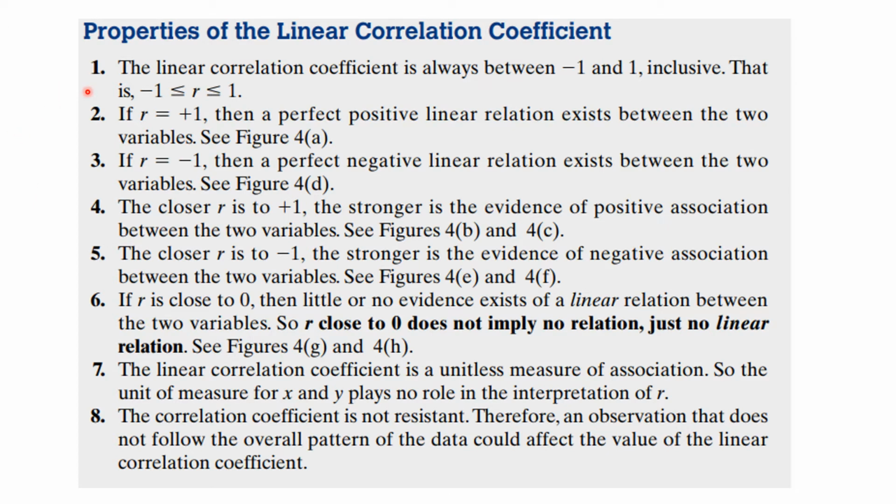The correlation coefficient is always between -1 and +1. If it's 1, that means it's a perfect positive slope. If r is equal to -1, it's a perfect negative slope. The closer r is to +1, the stronger the evidence of a positive slope. The closer r is to -1, the stronger is the evidence of a negative association between the two variables. If r is close to 0, then little or no evidence exists of a linear relationship between the two variables. And outliers can strongly affect the correlation coefficient. The correlation coefficient is not resistant.